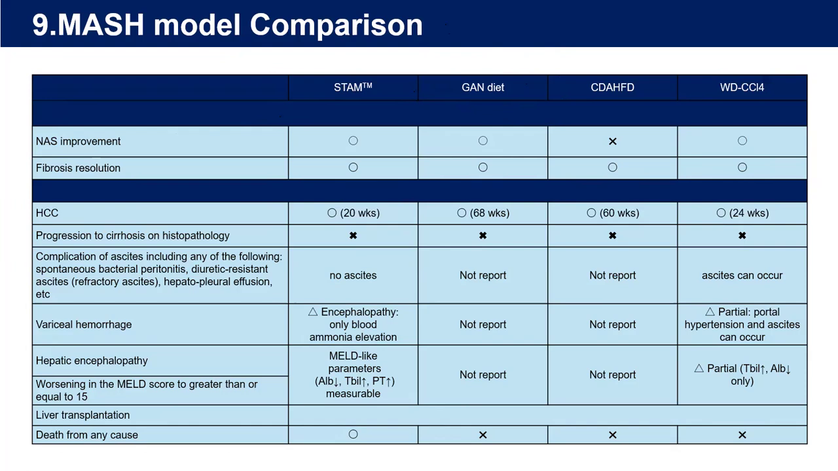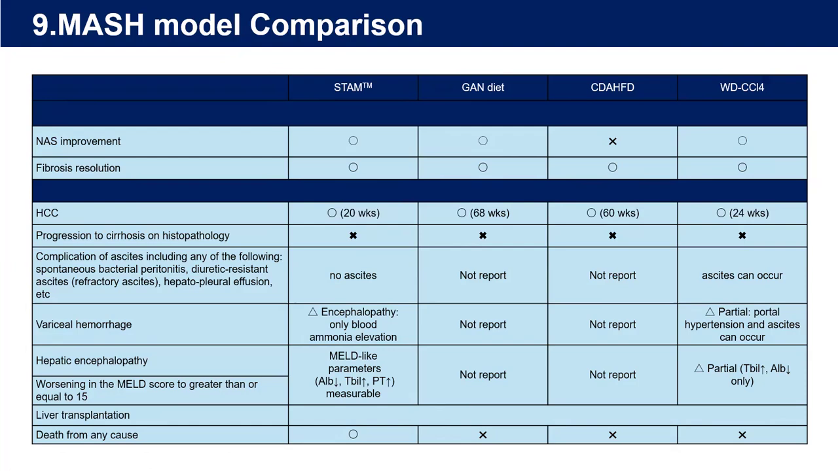On the other hand, reports on advanced clinical outcomes such as ascites and encephalopathy are limited. Next is a CDA-HIFA diet model. While this model is suitable for evaluating fibrosis, it is not suitable for assessing NASH improvements because it is difficult to evaluate certain aspects of the NASH, particularly the ballooning. Furthermore, while HCC can be assessed, it requires a long period of time and the evaluation of clinical outcomes is limited.